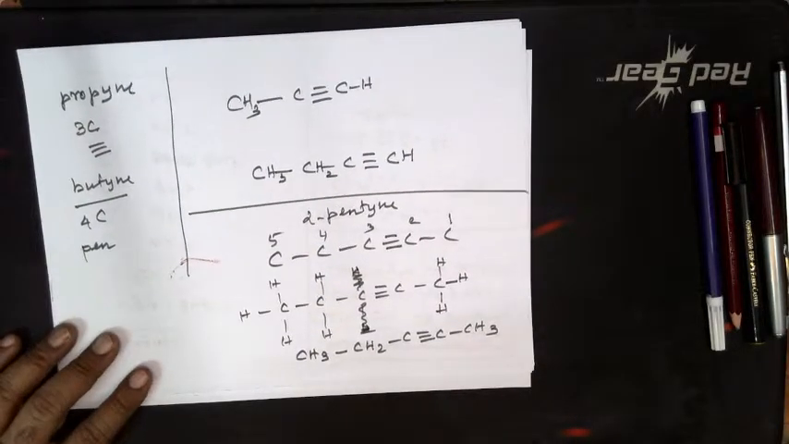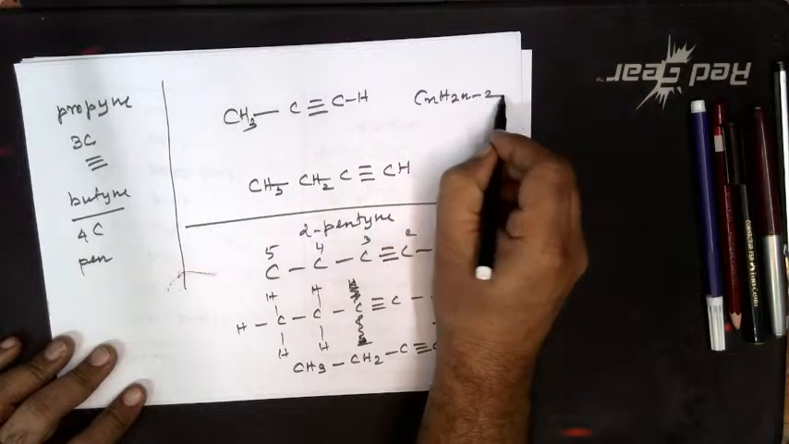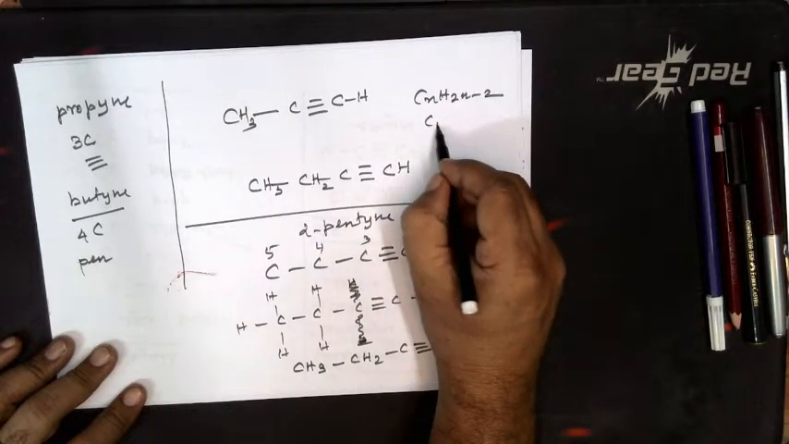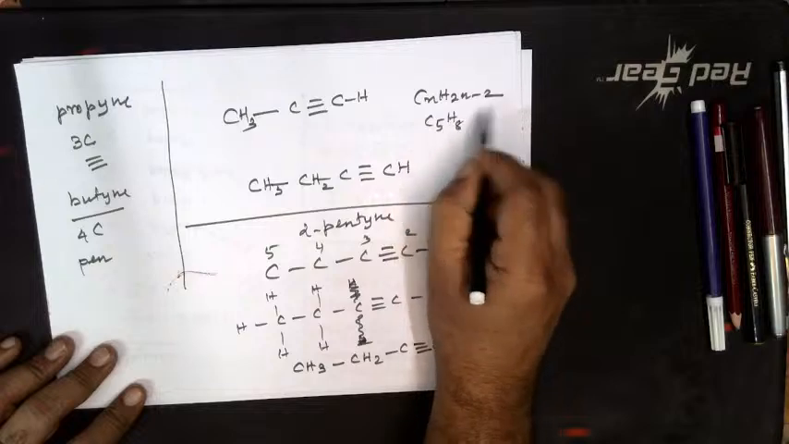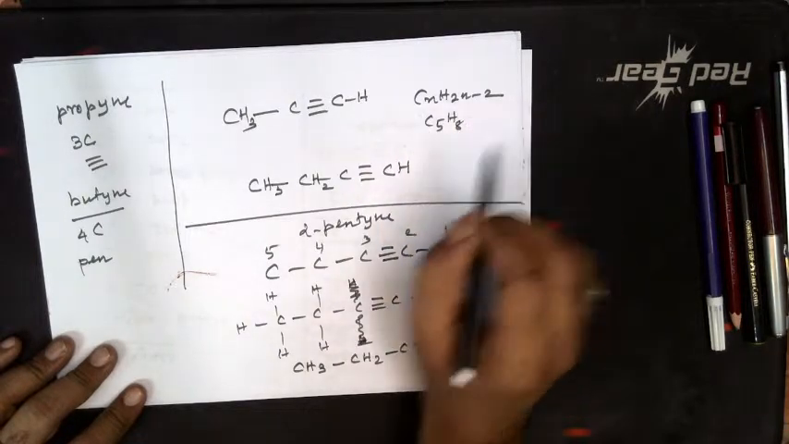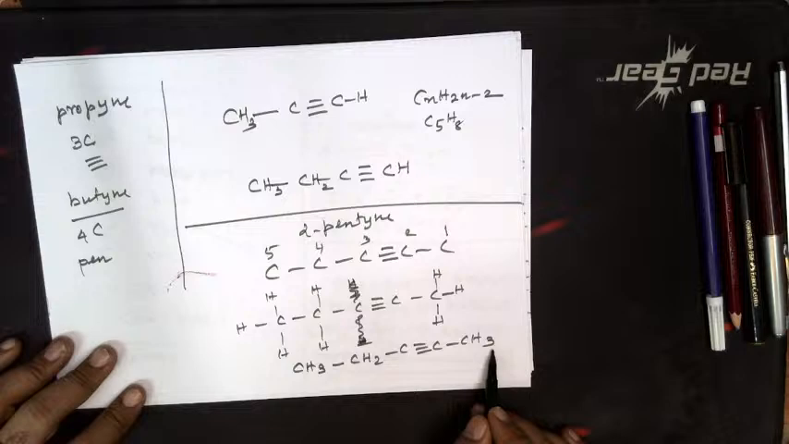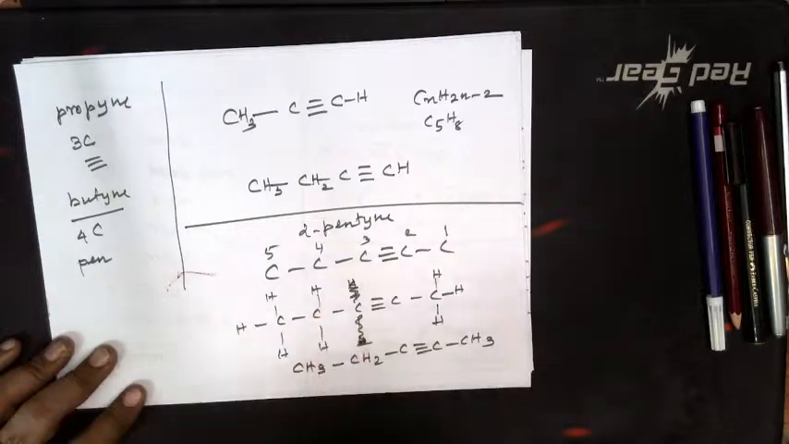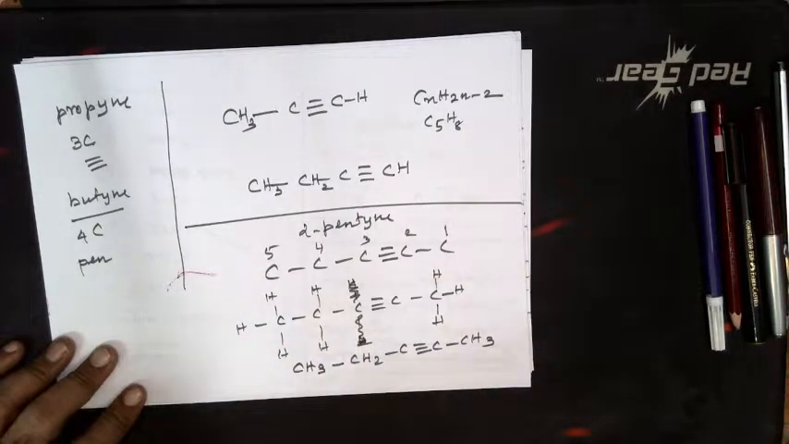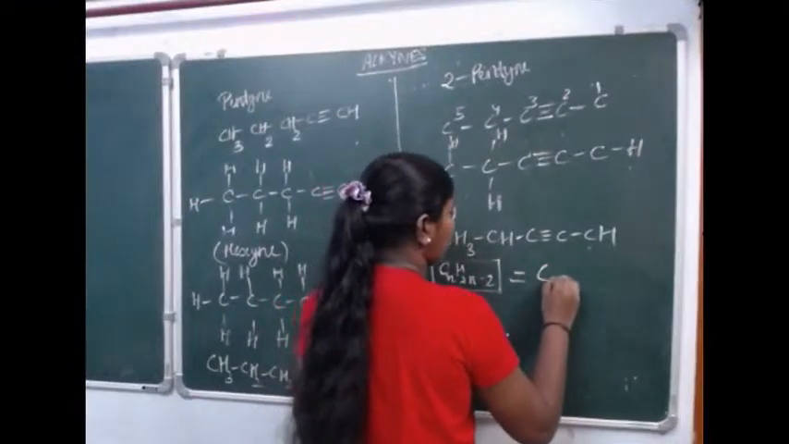Now what is the general formula? CnH2n minus 2. So this is 5, means C5, H10 minus 2 means 8. So you should have 8 hydrogen atoms and 5 carbon atoms. Please check. 1, 2, 3, 4, 5. So C5. 3 plus 2, 5, plus 3, 8. So H8. So the formula is also correct. Okay, write down the formula. Do you understand now?